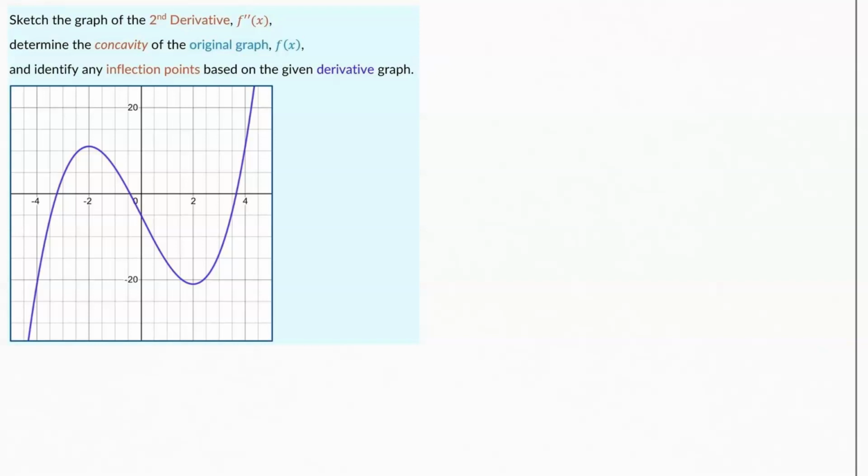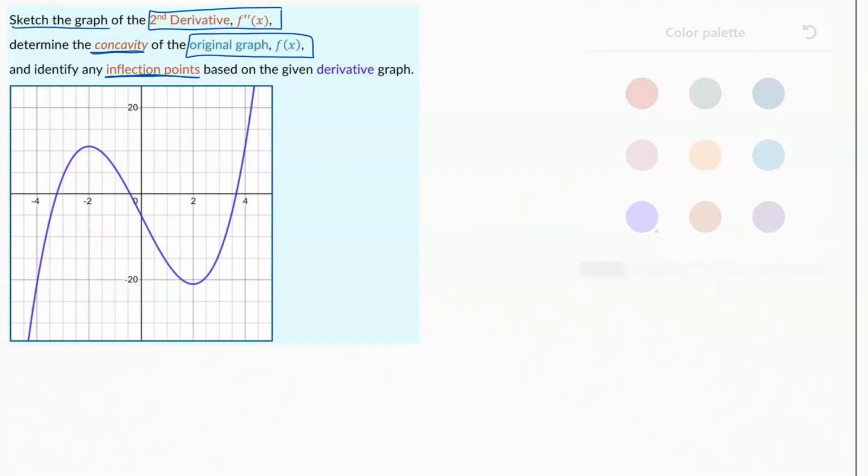In this example, you're being asked to do a bunch of different things. First off, they want you to sketch a graph of the second derivative. They want you to also determine the concavity of the original graph of your f of x graph and identify any inflection points that original graph might have. And the kicker on this is that we're not actually given the original graph.